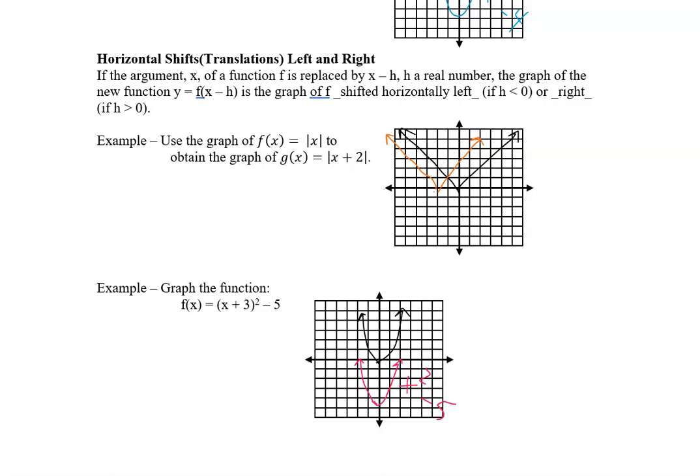And now I need to apply the plus 3. So what kind of transformation is that going to do? Well, the plus 3 is on the argument. It's on x. So that tells me I'm going to go left or right. And because it's a plus 3, and remember, it's opposite of what makes sense, so it's going to go to the left 3 units.